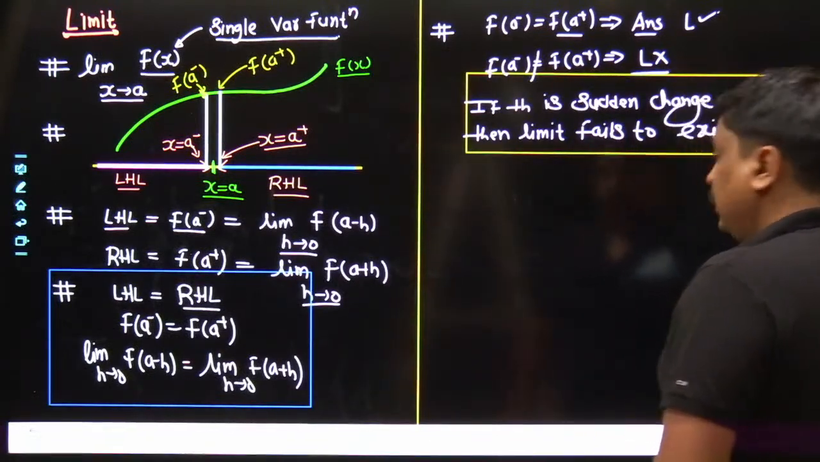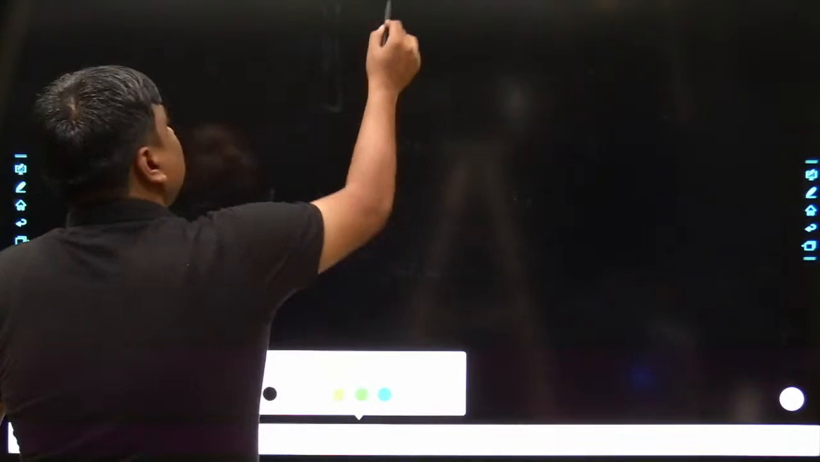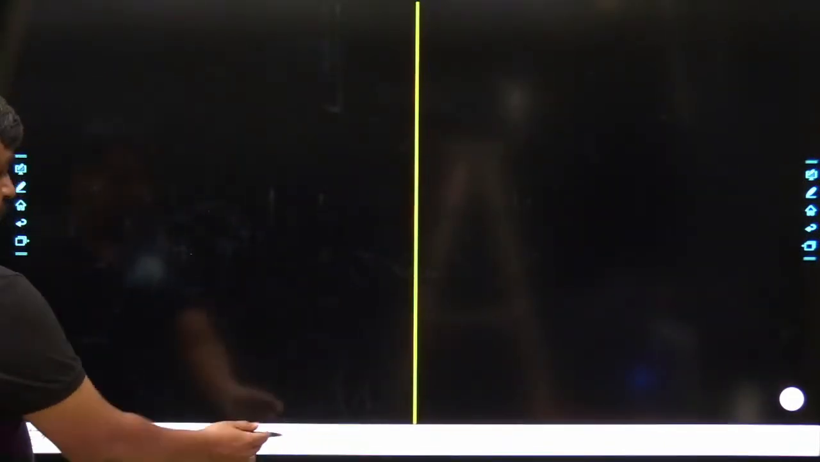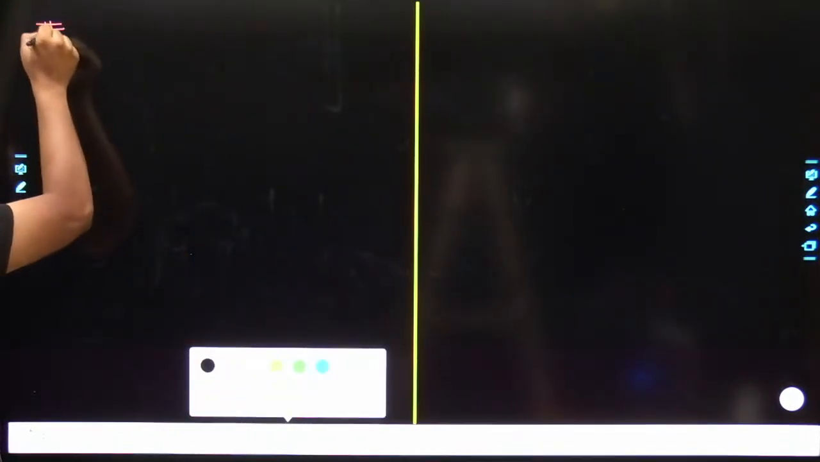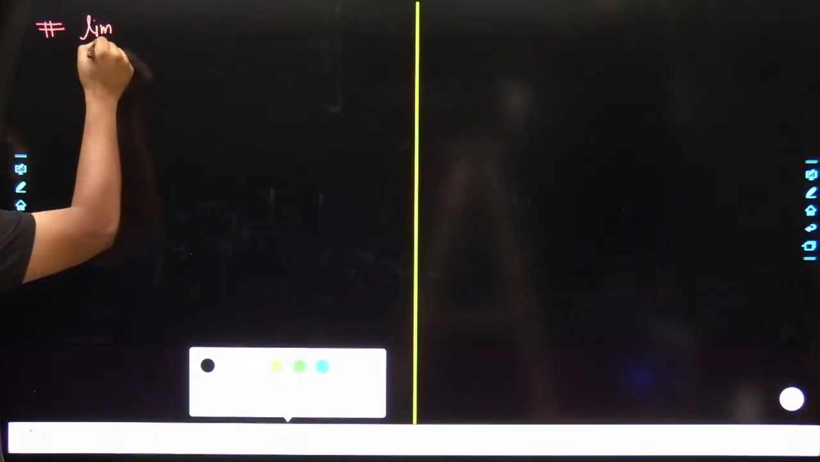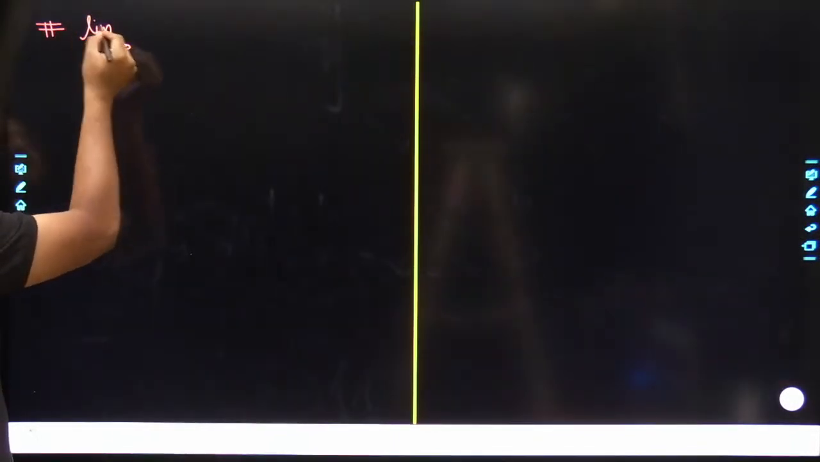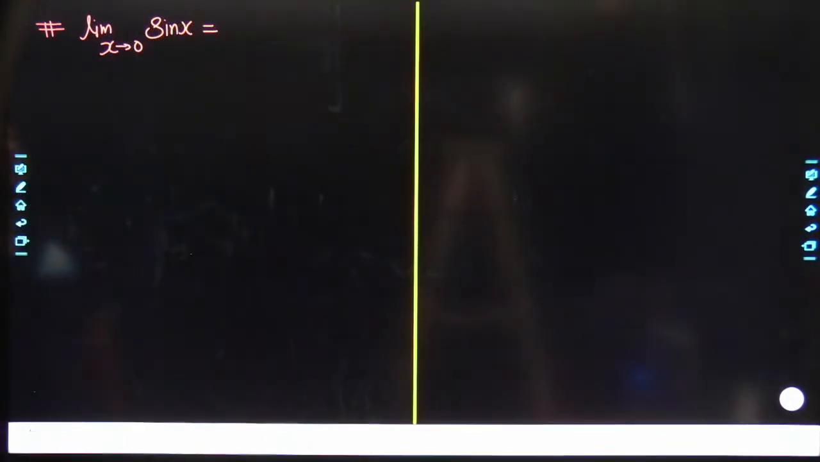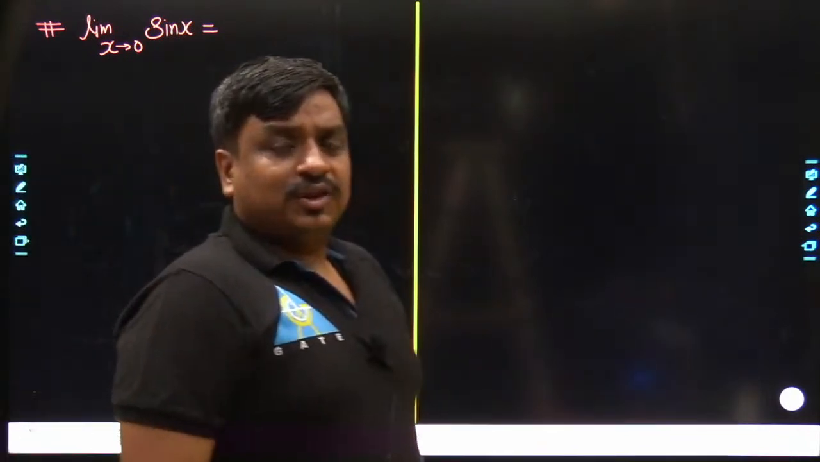So let me move forward and take a few examples. With the help of those examples, we are going to learn whether the function does have a limit at a given test point or not. Let me take a few numericals and we'll try to understand those numericals graphically also. Let me take the first problem. Limit x tends to 0 of sin of x. Tell me whether the limit does exist for sin of x or not.